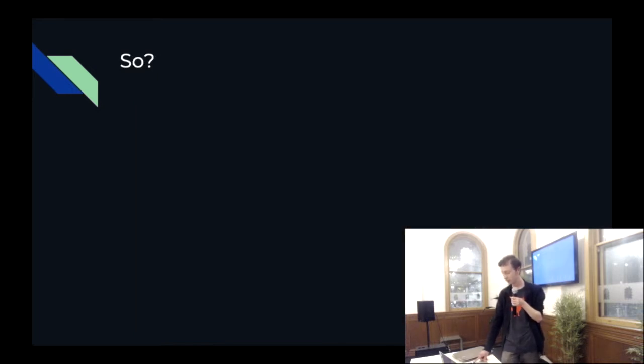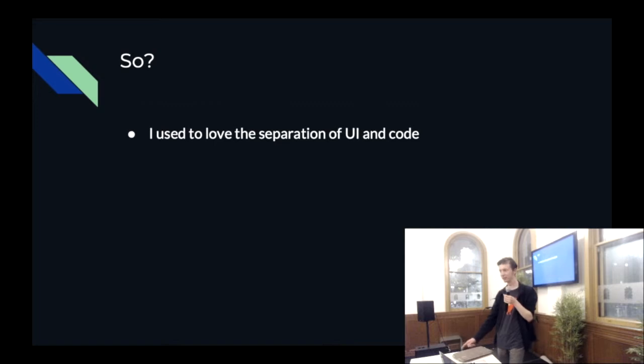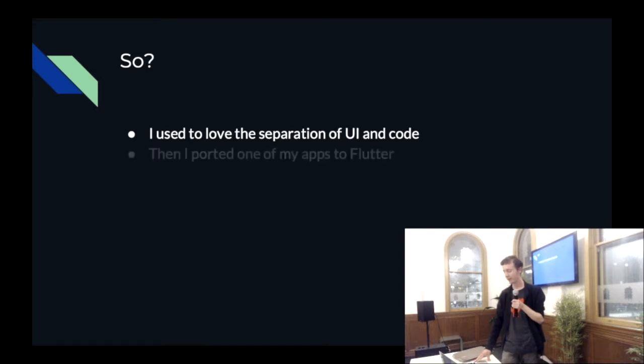So I used to love the separation of UI and code. I used to think it's great in Android you would have XML layouts where you just write out your layouts and you can have different layouts for different device sizes. And then in Java you would wire up the code, very similar to what Audrey demoed for Interface Builder. A very similar approach for Android. I thought that was great. Then I ported one of my side projects to Flutter, and I have seen the light.